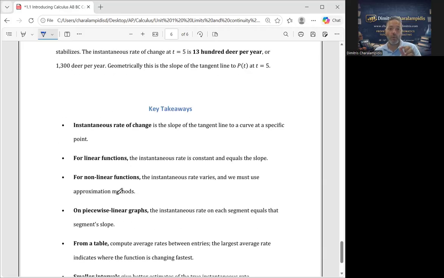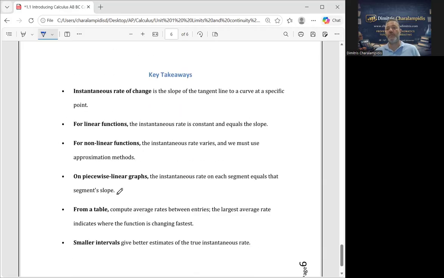If you remember only one thing from these three videos on 1.1, please remember this. Smaller intervals lead to better approximation. As the interval approaches zero, then we have the best approximation of that slope.